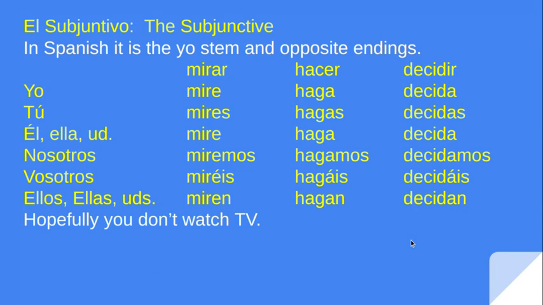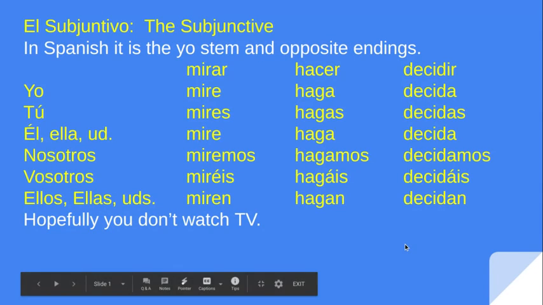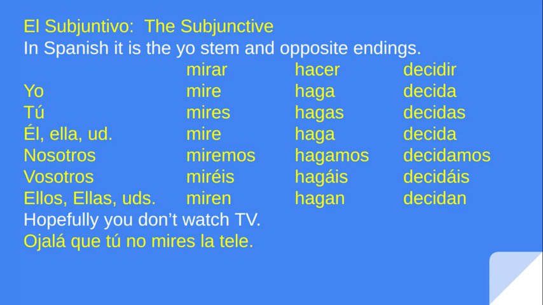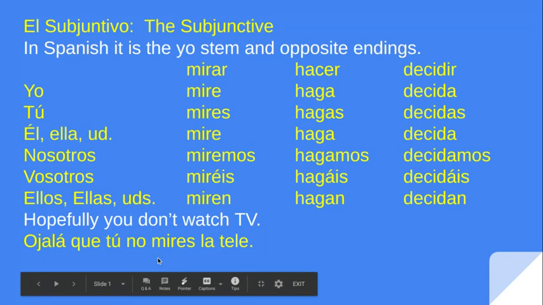So, an example of the subjunctive. To set up the subjunctive, I can use ojalá que, I can use espero que, quiero que, prefiero que. There are different things I can do, but I'm going to set up the subjunctive by using que and then using opposite endings. So what this one would look like is ojalá que tú no mires la tele. Hopefully you don't watch TV. Notice this is mires. It's not miras like it would be in the present, okay?